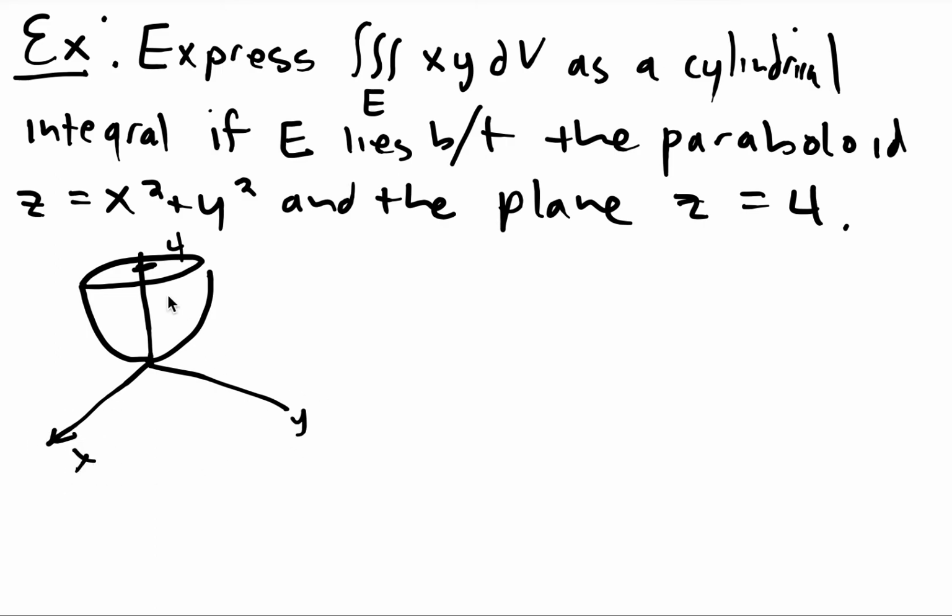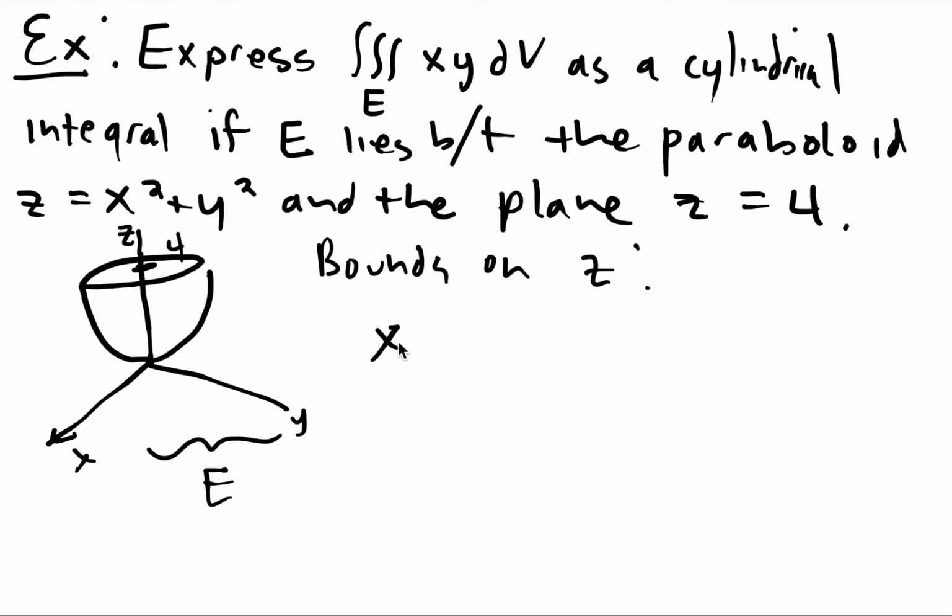So, if this is my E, how do I express this integral? Well, first thing I need to do is sort out my bounds on z. Now, hopefully it should be pretty clear from the picture, but the paraboloid's on the bottom, the plane's on the top. So, we want to stick this paraboloid as the lower bound and the plane as my upper bound. We can't leave it like that.